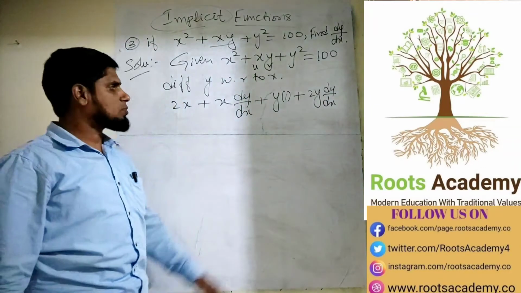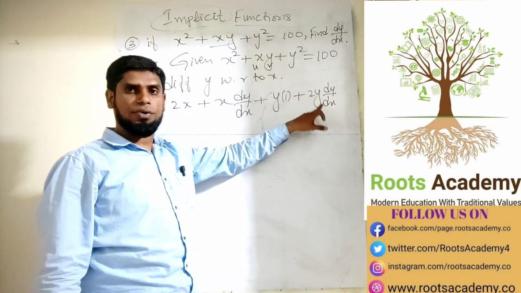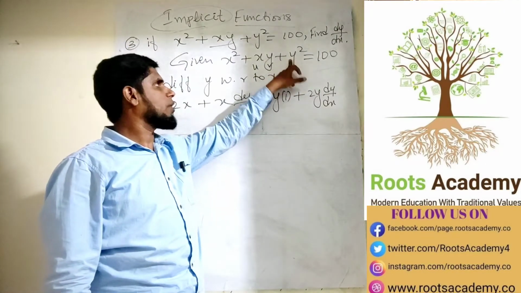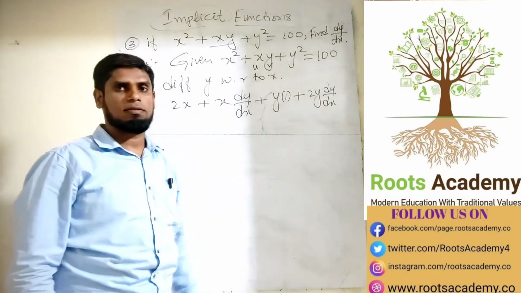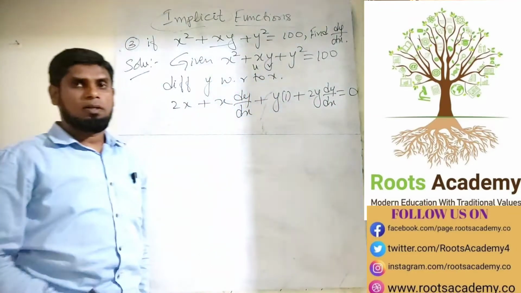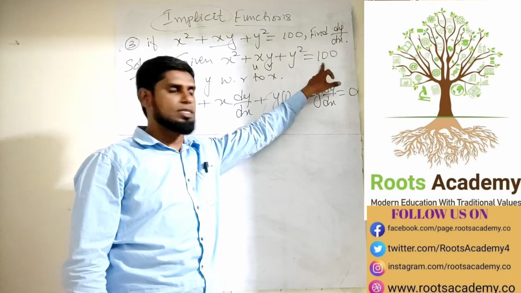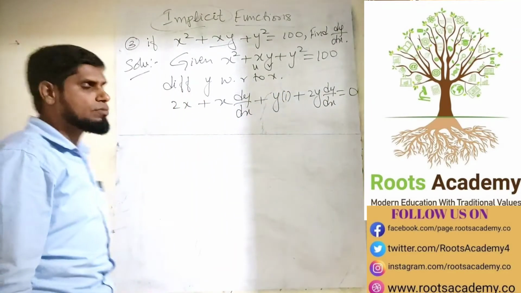As we discussed in the last problem, derivative of y square is 2y. After 2y, we should differentiate y again with respect to x. This is equal to 0, because it is 100 and it is a constant. And we know the derivative of a constant is 0.